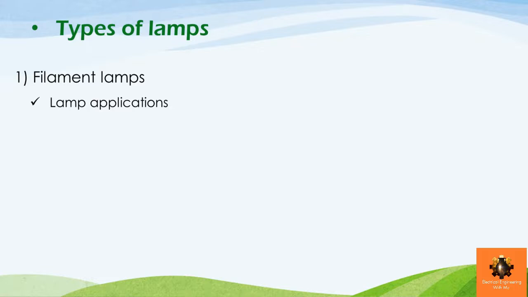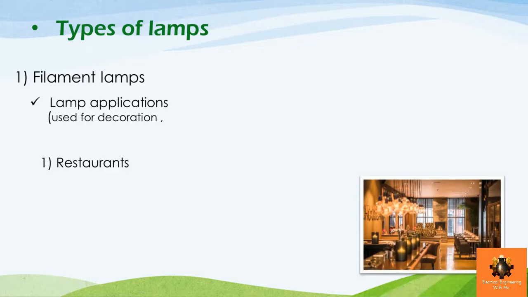The first one is decoration purposes, and this is due to the decorative style of some filament lamps, so it gives the interior design a good aesthetic form, and also due to the nice color of the light that it produces. An application of that is restaurants, and for that we will use the filament lamps in the restaurants, as you see here, so it gives a beautiful decorative shape.